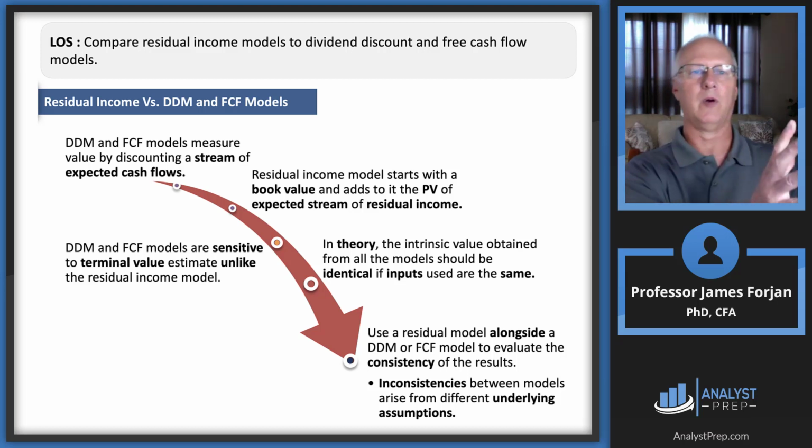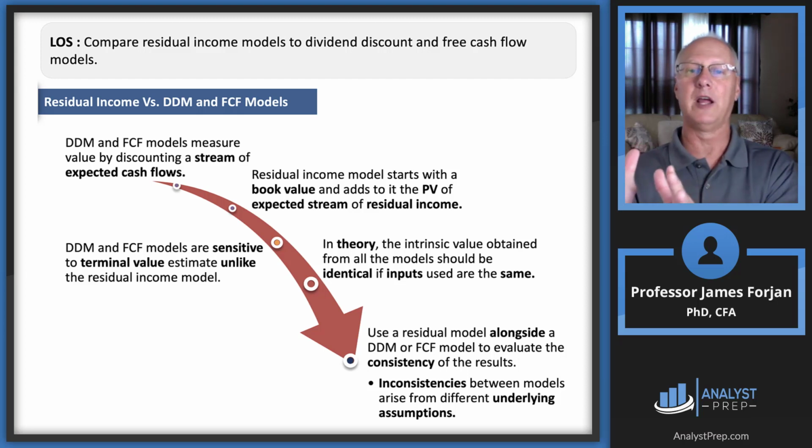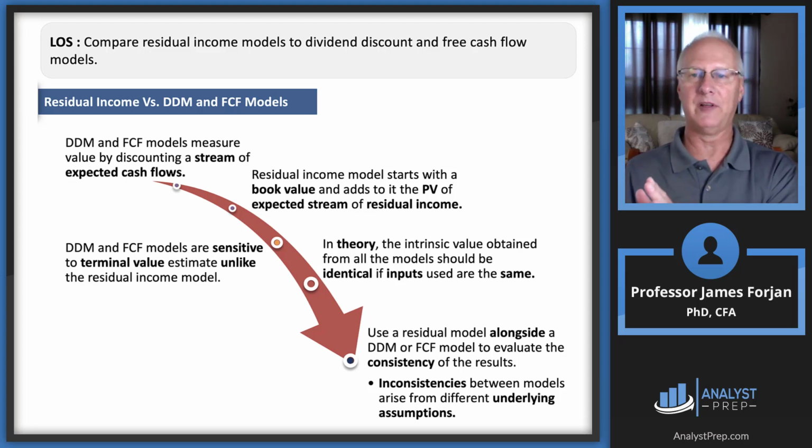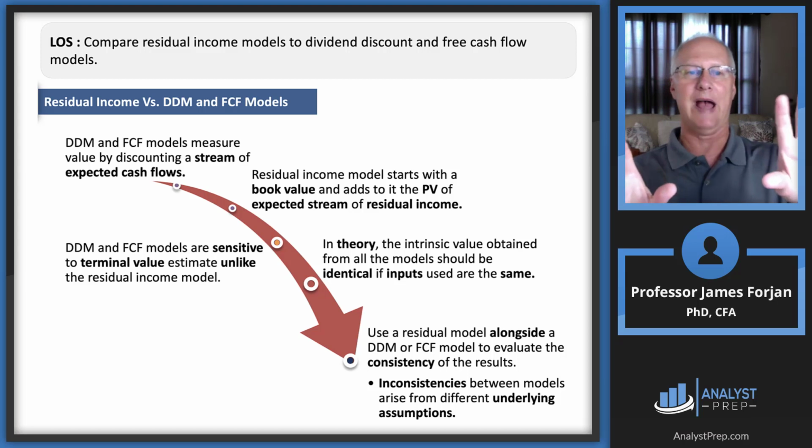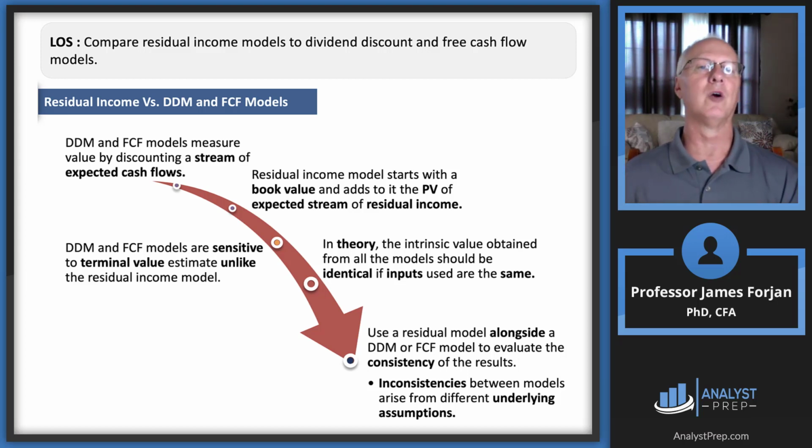All right, so comparing, what are we doing? A stream of expected cash flows, but we're comparing that in the residual income model to economic profit, which is a function of things like book value. So it's the present value of the expected stream of residual income. So remember that. You've got cash flows over here with those first two models, residual income over here with this current model.